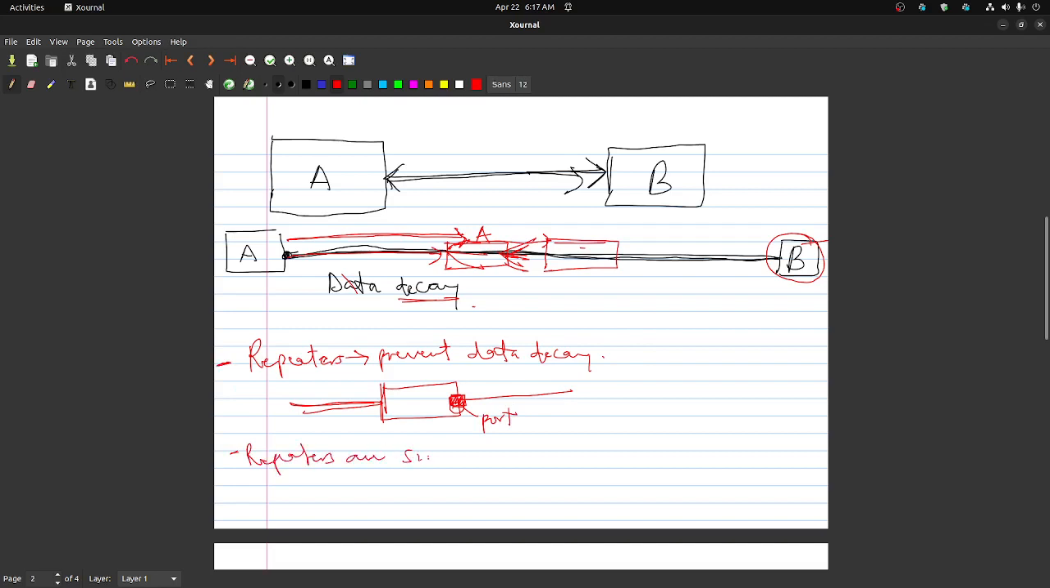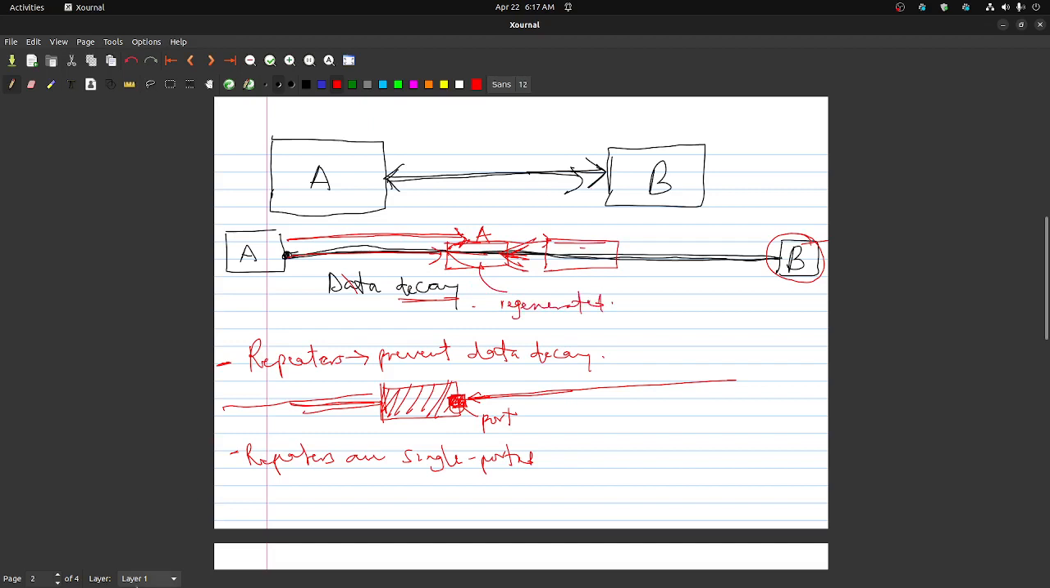Repeaters are single ported. That's because there is a single port. This is the repeater here. So that means the wire comes with a set of repeaters, and you have the connection. Yes, they are single ported. That's the meaning of repeaters. As the signals travel along the repeaters, the signals are regenerated.